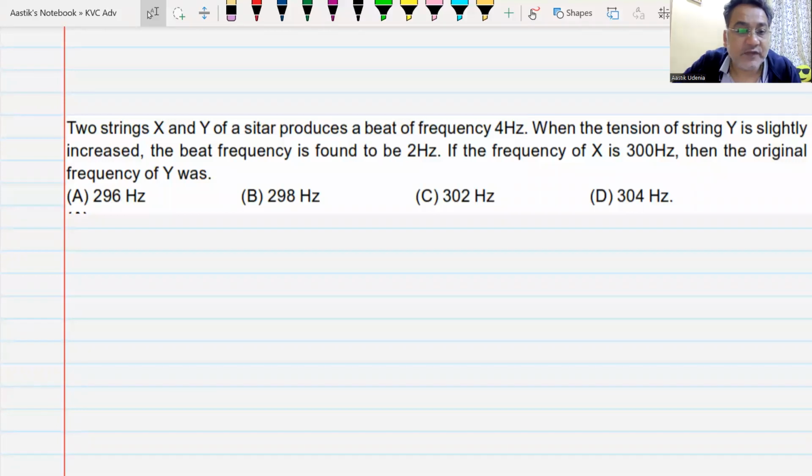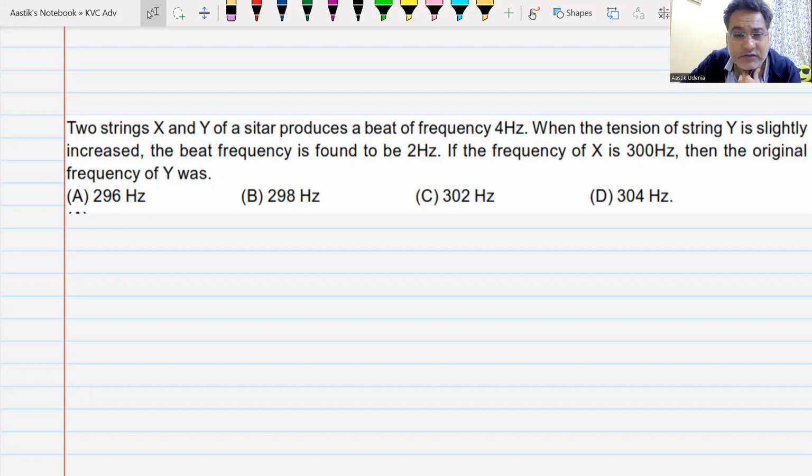Two strings X and Y. These questions are more likely to come. Two strings X and Y of a sitar produce a beat frequency of 4 Hz. When the tension of Y is slightly increased, the beat frequency is found to be 2 Hz. If the frequency of X is 300 Hz, find the original frequency of Y.